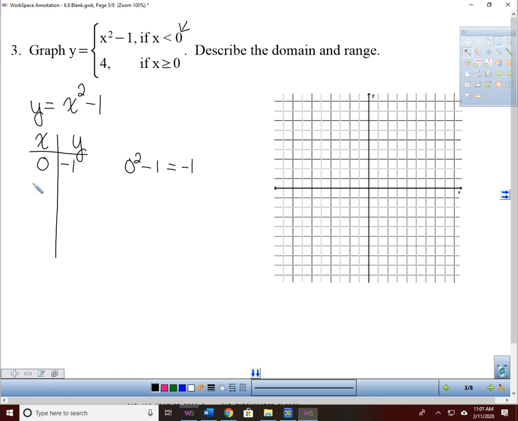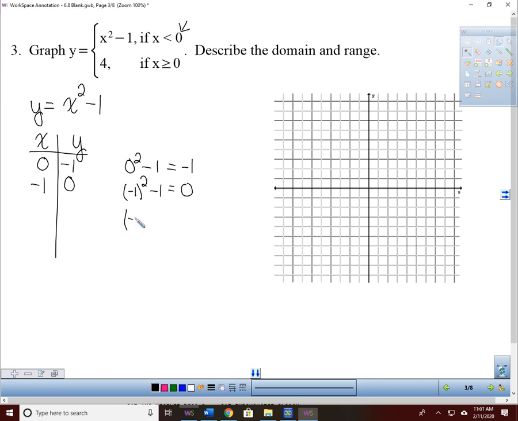And then I'm going to choose a couple more. So let's plug in -1. Remember, you need to pick numbers that go with this statement right here, numbers that are less than 0. So I have -1 squared minus 1. Now you have to be careful because if you don't put parentheses here and you're using your calculator, it's not going to square that negative. All right, so be careful. -1 squared is 1, minus 1 is 0.